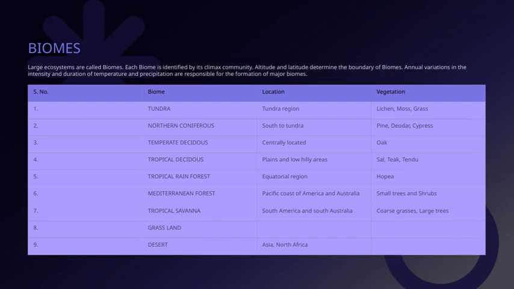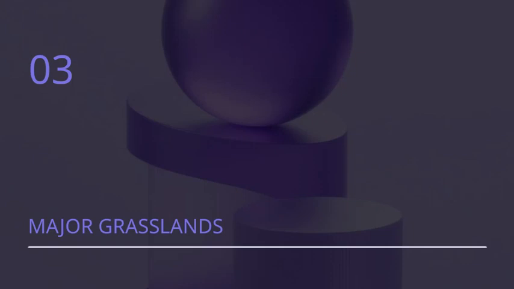In South America and southern Australia, the tropical savanna is characterized by coarse grasses and large trees, creating a distinct grassy landscape. Moving on, the grasslands are extensive areas dominated by grasses, providing important grazing lands. Deserts, found in Asia and North Africa, are marked by very low rainfall and specialized plants and animals adapted to dry conditions. Understanding these biomes helps us see how Earth's ecosystems are interconnected and how climate influences the distribution of life across the planet. Let's take a closer look at the major grasslands around the world.